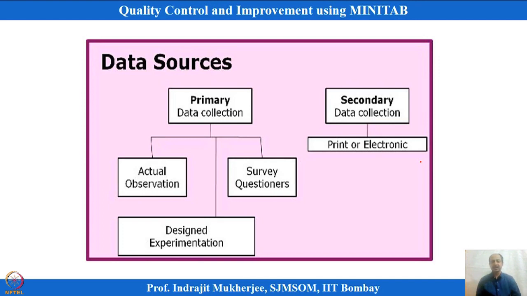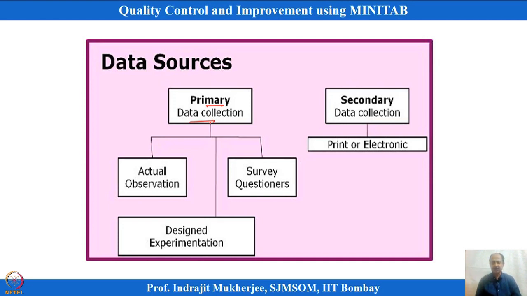The data that I am representing over here are secondary data. Somebody else has generated that, and I am just using those data. Primary data is what I actually collect as a quality engineer or quality professional directly from the process. I rely on this. This is the primary data source, and this is the most authentic data which is used for any kind of analysis. So we need primary data which is collected by me.